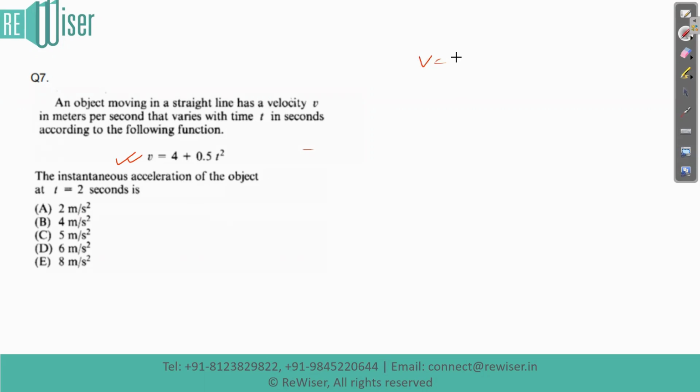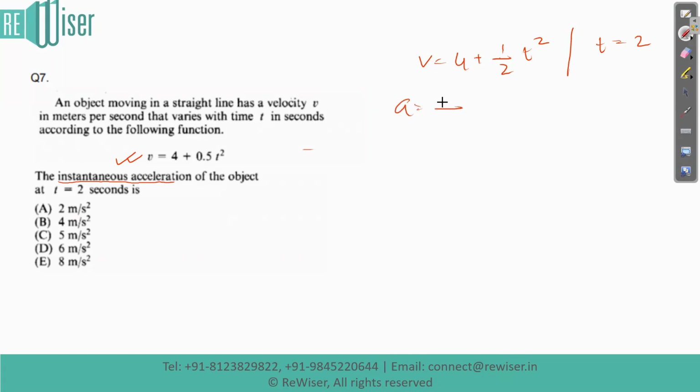So the velocity function is given: 4 plus 0.5, I can write it as half, t square. And the time is given as 2 seconds. Now, remember the formula of instantaneous acceleration. How do we find instantaneous acceleration?